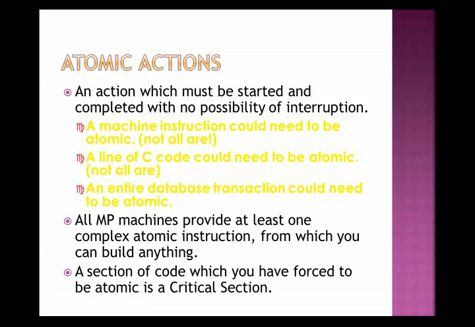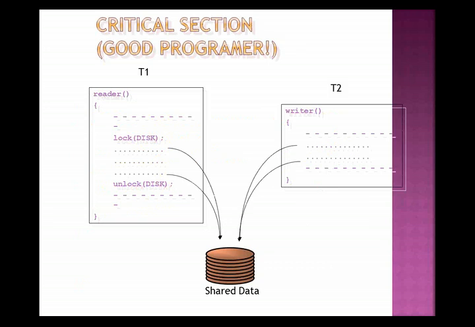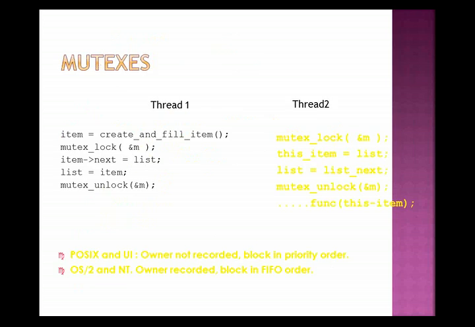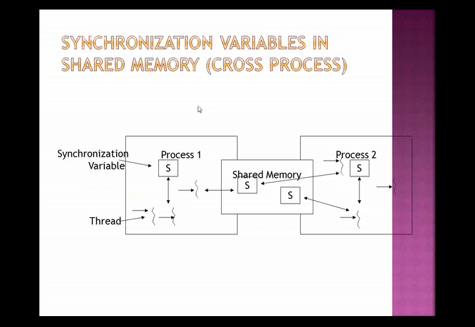Then unsynchronized shared data is a formula for disaster. That is, there is no synchronization but there is shared data, which is also a disaster, that is also a mismatch. Then atomic actions, critical section. Then how to use a synchronization variable, and what are the problems.